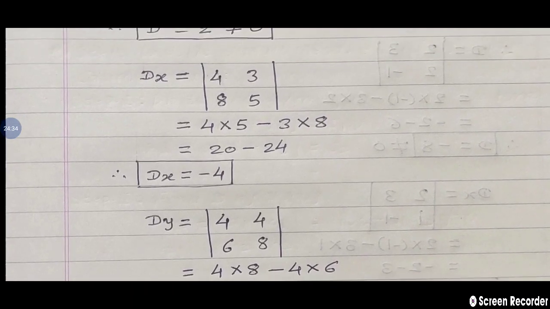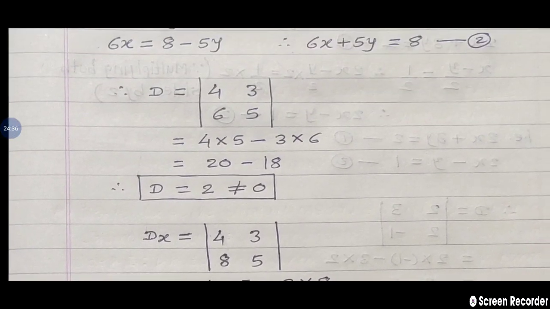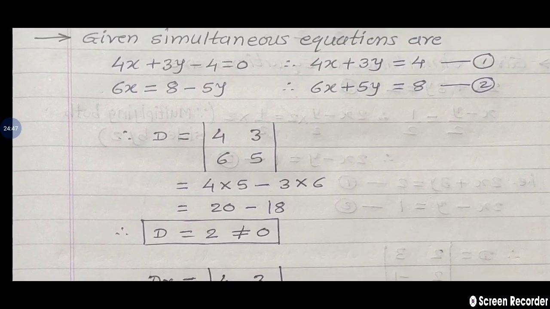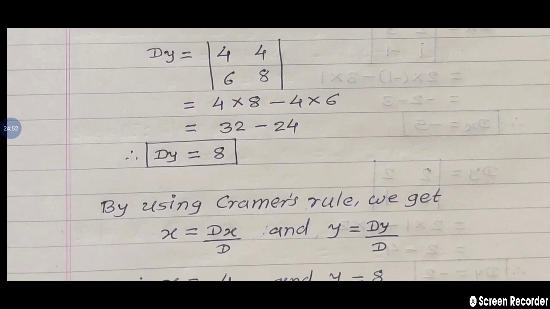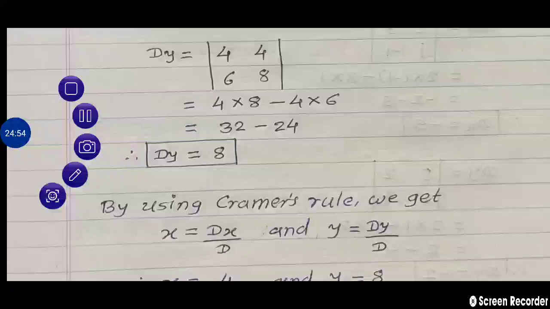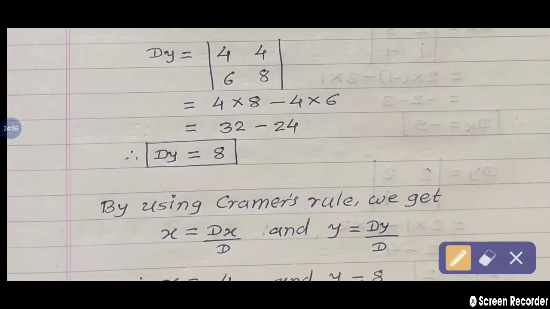Find out the dy. So constant numbers replaced by 3, 5, that are the coefficients of y. So 4, 6 is in the first column, and in the second column 3, 5 replaced by constant numbers 4, 8. Check that. So 4, 6, these are the coefficients of x in the first column, and in the second column constant numbers.